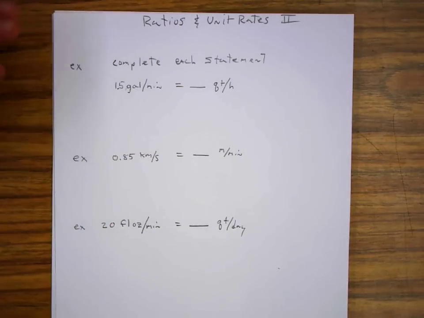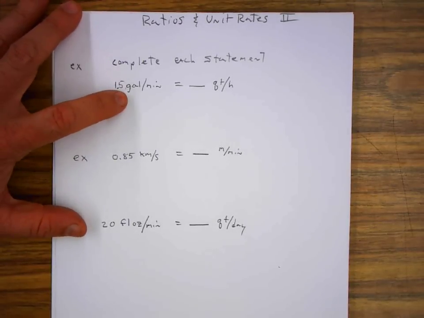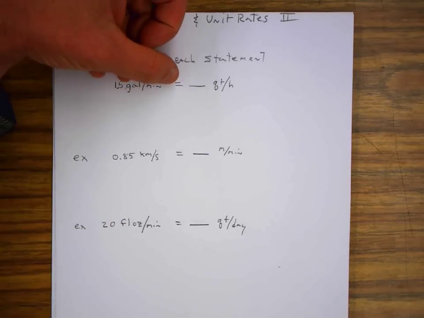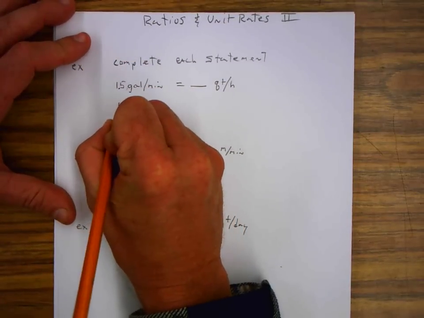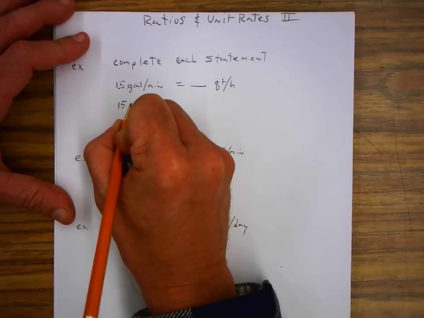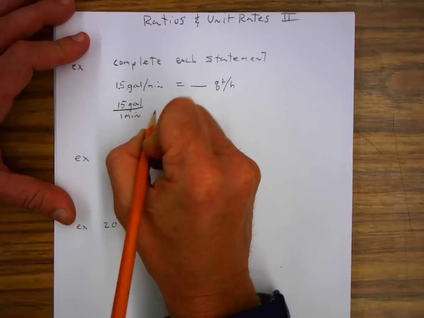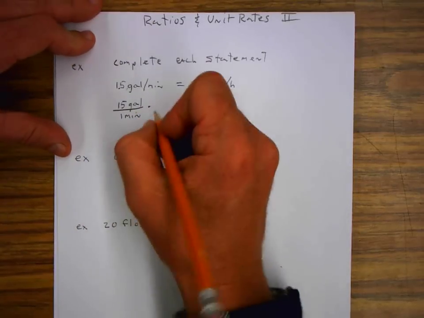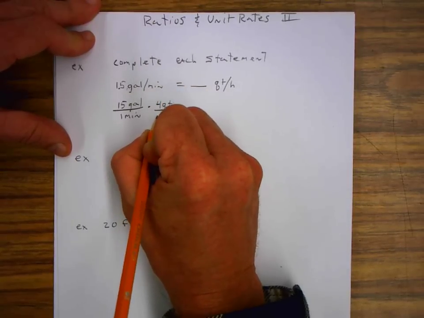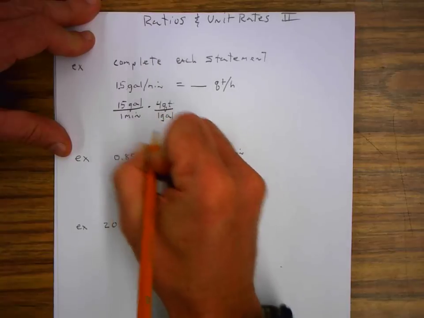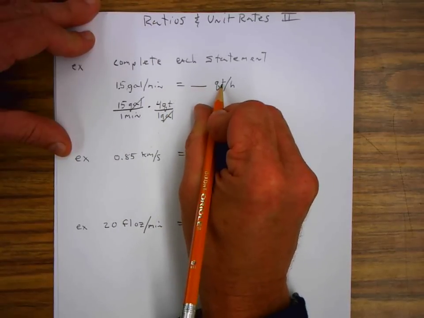Ratios and unit rates 2. Complete each statement. We've got 1.5 gallons per minute, and we want to find the equivalent in quarts per hour. So I'm going to rewrite this as a fraction, 1.5 gallons over 1 minute. And I'm going to use the conversion that I know there are 4 quarts in 1 gallon. And that way I've converted my gallons to quarts. So I've dealt with this first part of the problem.